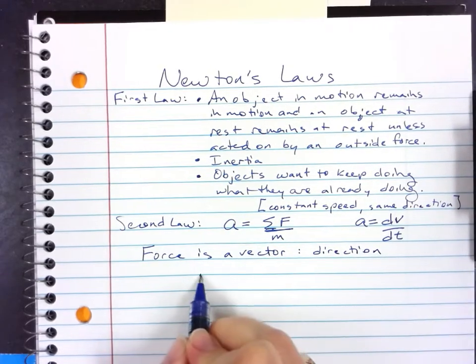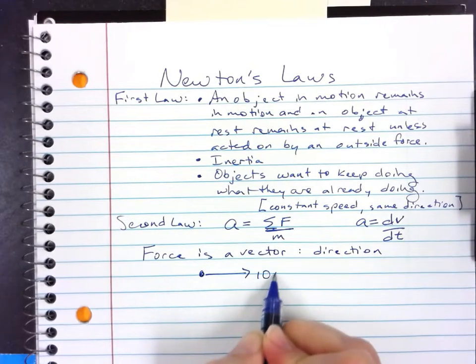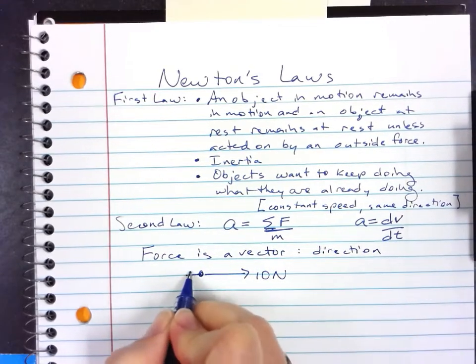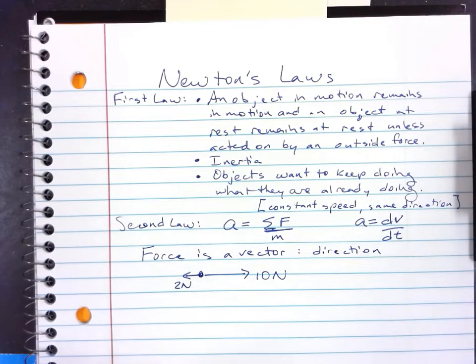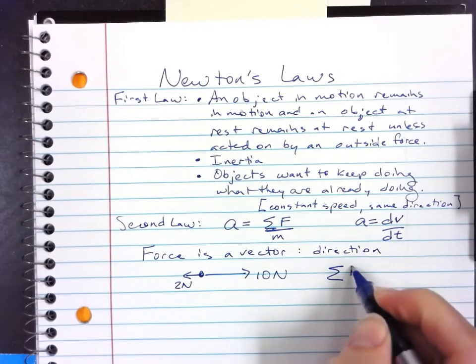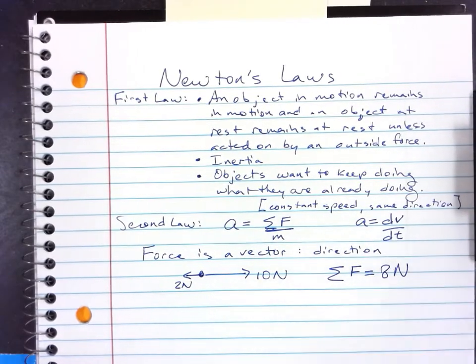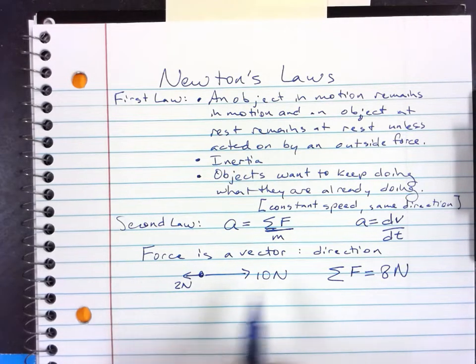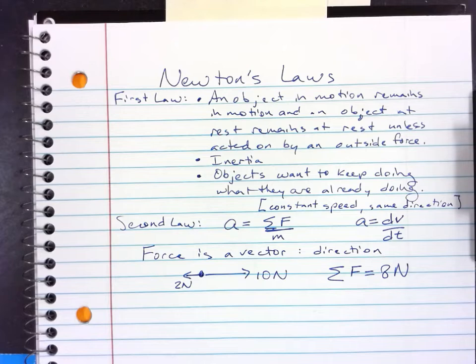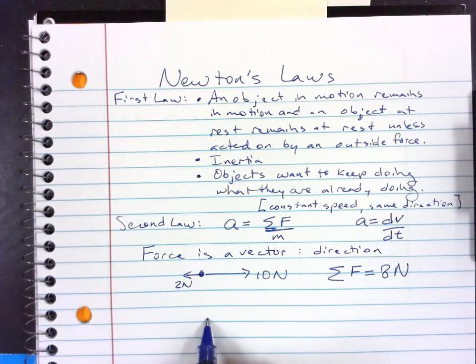So if you have a 10 Newton force to the right and a 2 Newton force to the left, the net force is only 8 Newtons. If you have a 10 Newton force to the left, it completely cancels out. There's 0 net force.